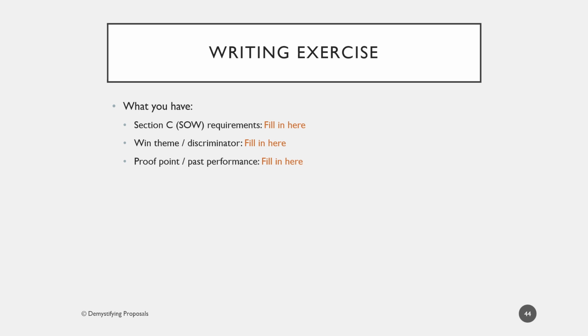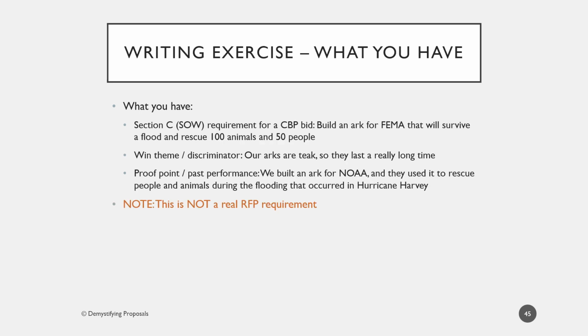So for any writing exercise, hopefully what you have is section C, the statement of work, the win themes and discriminators, the proof points and past performance. This is what you're going to write to if you're writing the technical approach. And we're just taking our writing exercise as the technical approach. So here's what we're giving you.